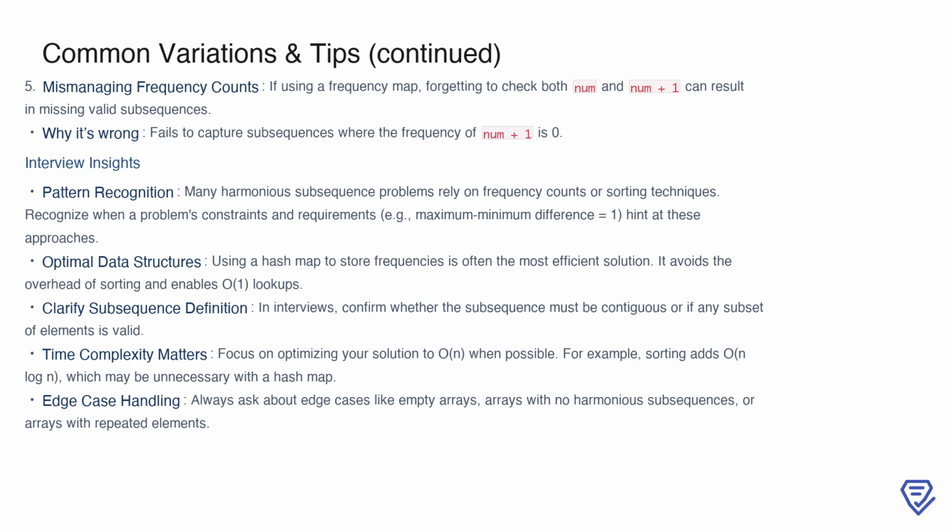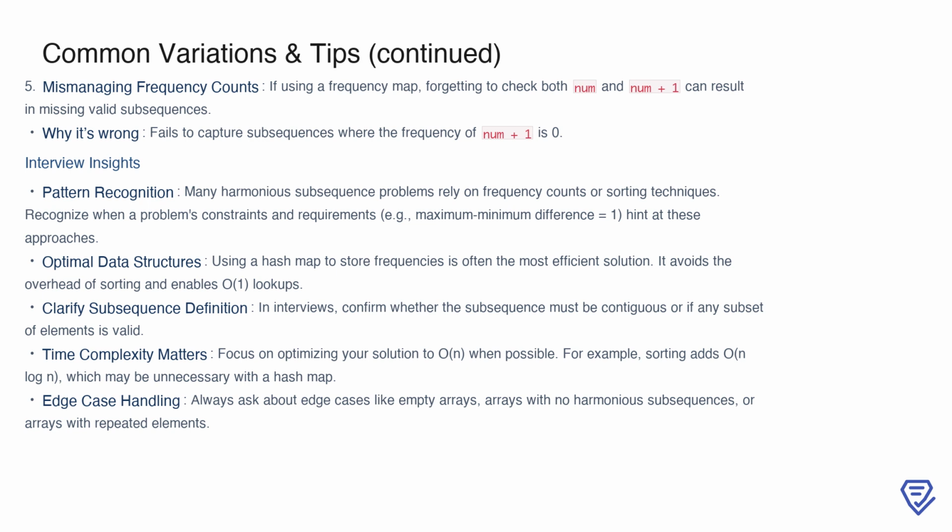Lastly, always consider time complexity. Aim for an O(n) solution whenever possible, as sorting-based approaches add an O(n log n) cost that may not be necessary. And remember to address edge cases proactively, asking about scenarios like empty arrays, arrays with no harmonious subsequences, or arrays with repeated elements.